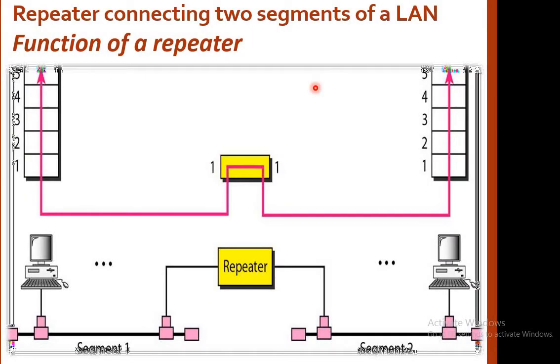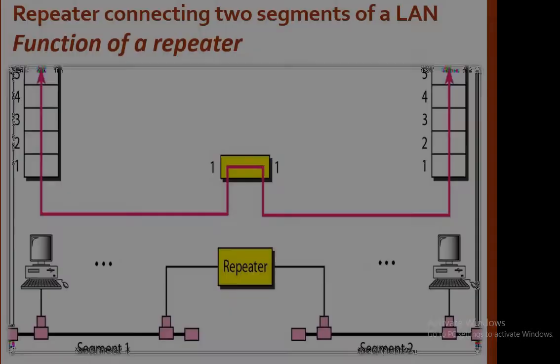So this is a repeater connecting two segments in a LAN. This is your first device, this one is your second device. If data is transferred from the first device to the second device, in between we are putting the repeater. The repeater doesn't boost your signal, it will just copy the signal bit by bit and repeat the signal as it is. That is the function of a repeater. So here the data from the first computer is passed to the repeater, it will regenerate the data, and the data is transferred to the second device.